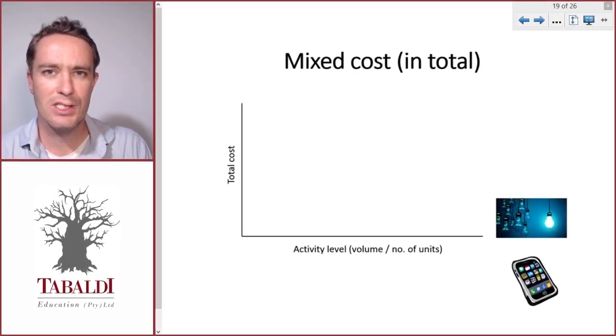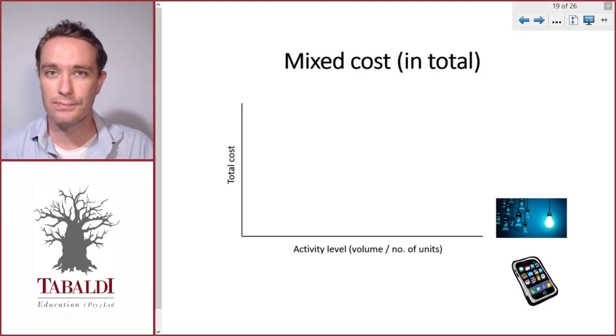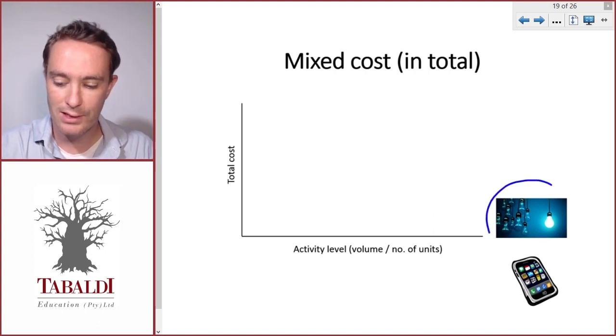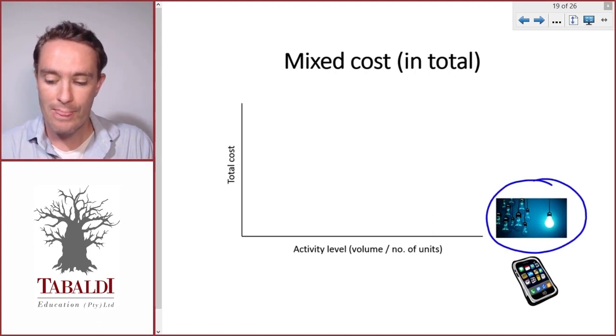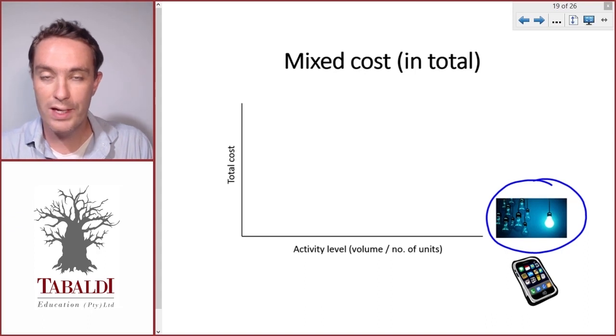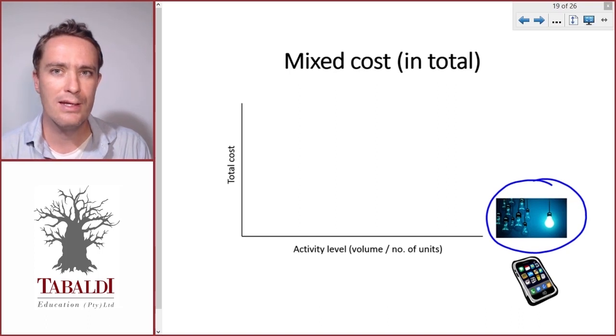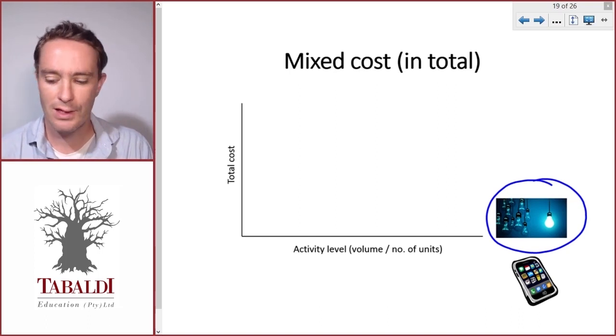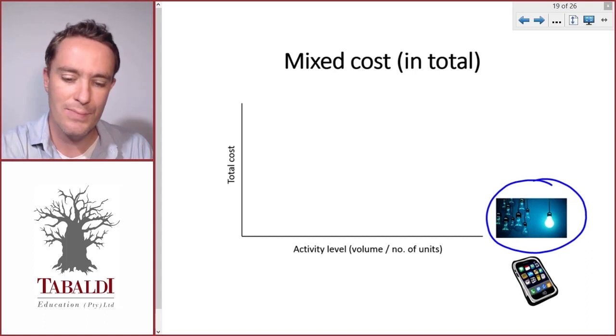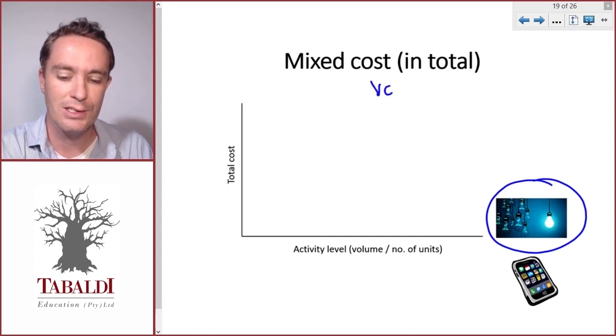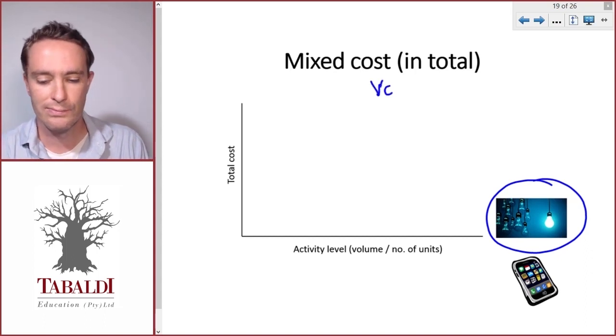So some costs behave in weird ways. Let's look at one example in our table making company. So electricity. When we make more and more tables, so when we increase the volume or activity level, we get a higher electricity bill. So we pay more. That's very much like a variable cost. It changes as we produce more.